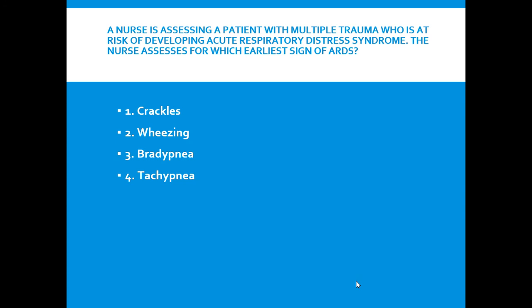All right, a nurse is assessing a patient with multiple trauma who is at risk of developing acute respiratory distress syndrome. The nurse assesses for which earliest sign of ARDS? So what's our earliest sign of ARDS? Crackles, wheezing, bradypnea, or tachypnea.